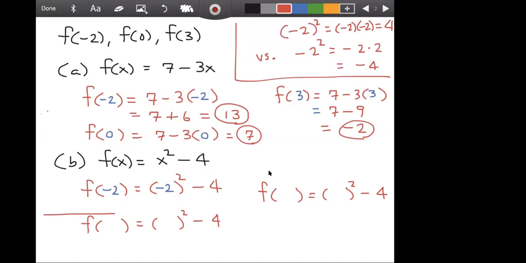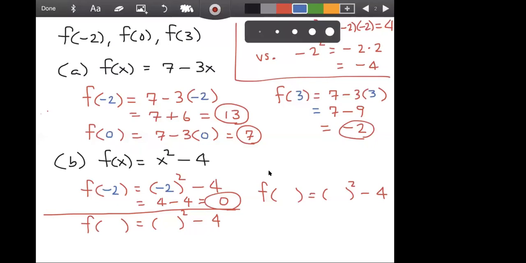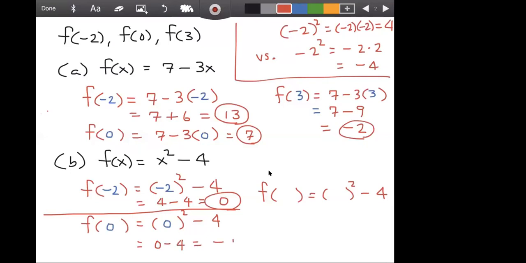Okay, so let's see. Just want to make sure it doesn't all run together here. Okay. So again, the square of -2 is 4. 4 minus 4 is 0. So f of -2 is 0. F of 0 is 0 squared minus 4, which is 0 minus 4, which is -4. And finally, f of 3 gives you 3 squared minus 4. 3 squared is 9. 9 minus 4 is 5.